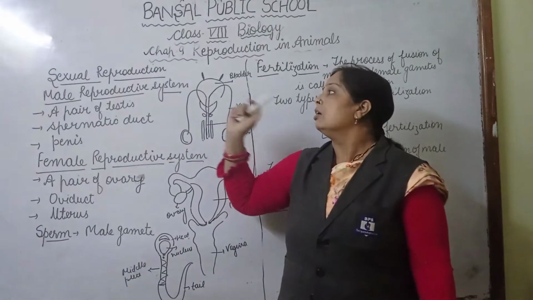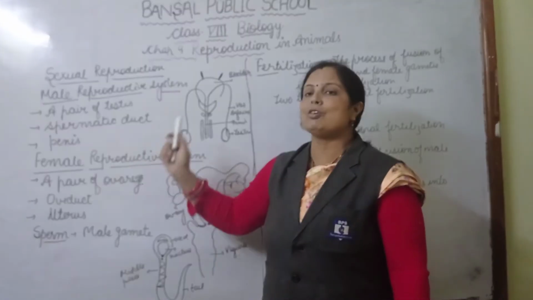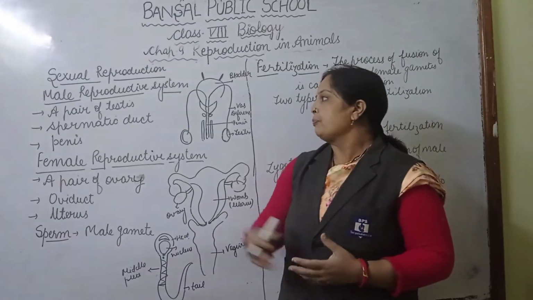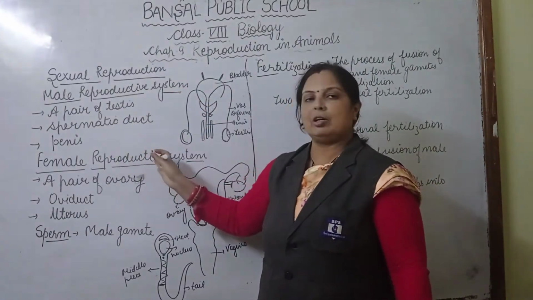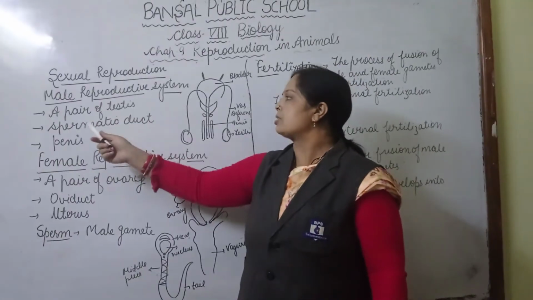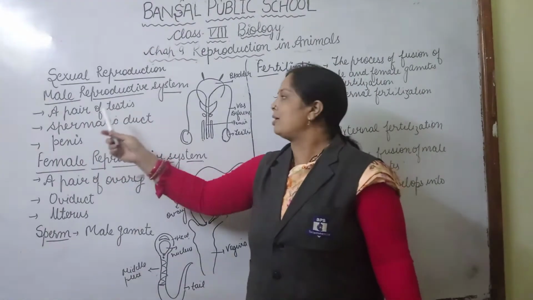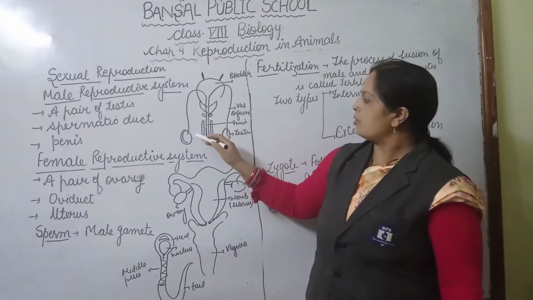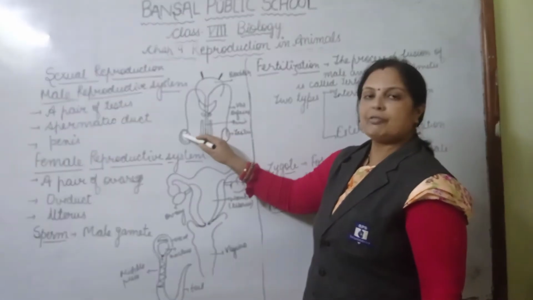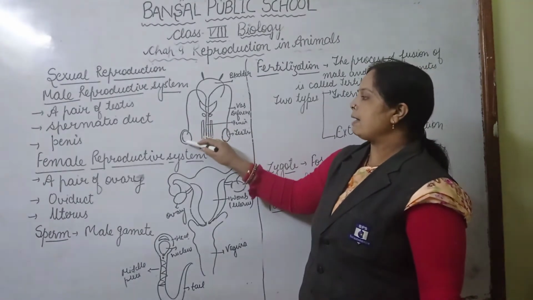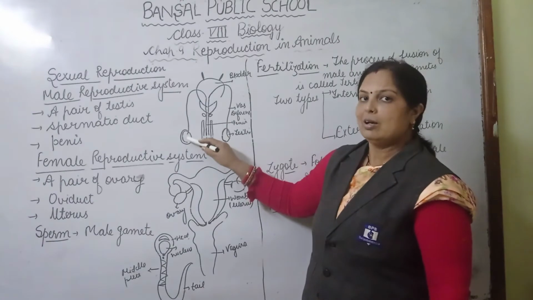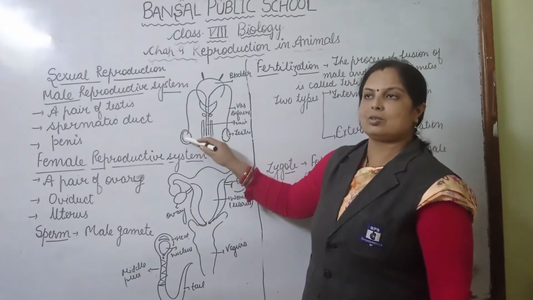Sexual reproduction involves sexual dimorphism in human beings, in which male and female look different from each other. Male reproductive organs and female reproductive organs. The male reproductive system consists of one pair of testes, sperm duct, and third is the penis. Look, see here students, this is a pair of testes, surrounded by a structure known as the scrotal sac. Inside the scrotal sac, the testes are present.